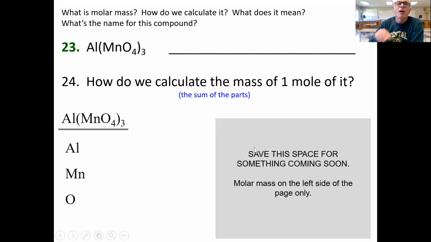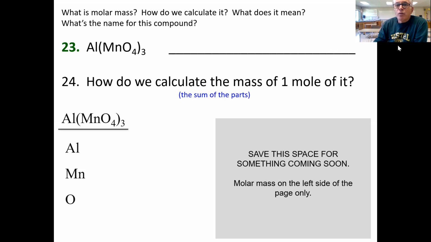Welcome back. Here we go. First of all, what's the name of this compound? We're going to write the name down. You should be able to do that. We've already taken the celebration on this. MnO4 is on table E. That's aluminum, of course. How do we calculate the mass of 1 mole of this stuff?